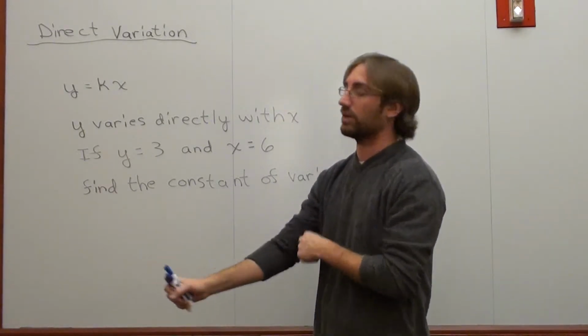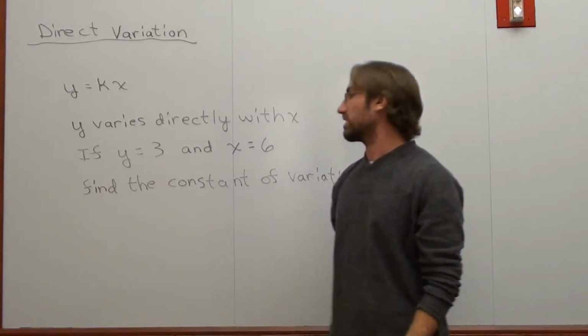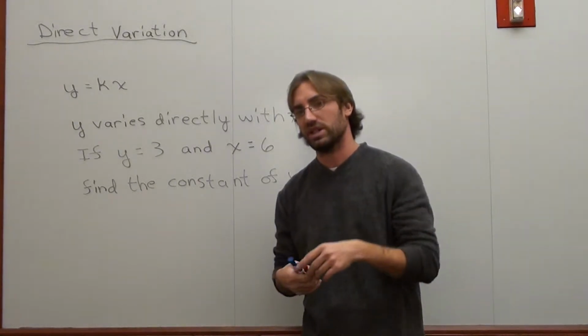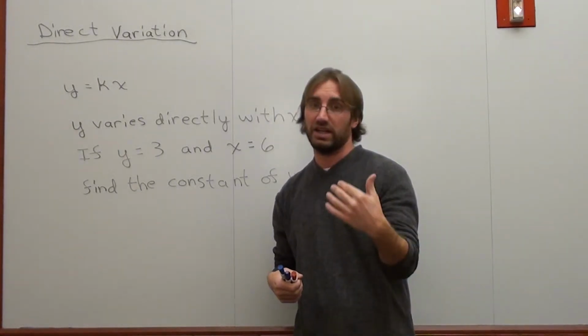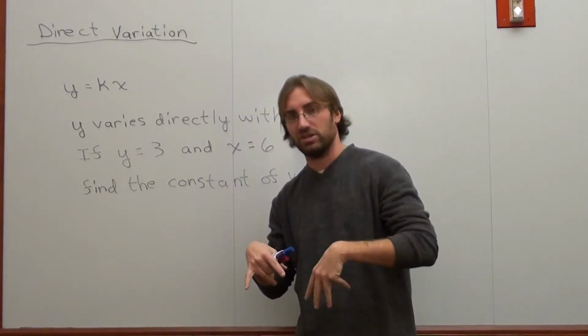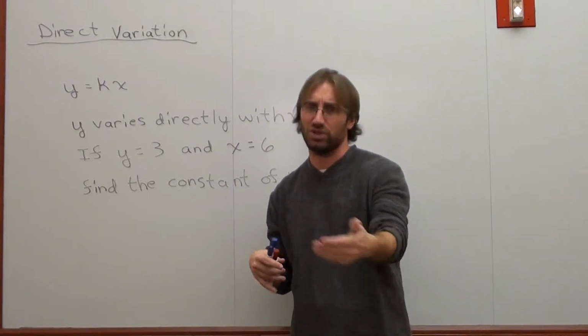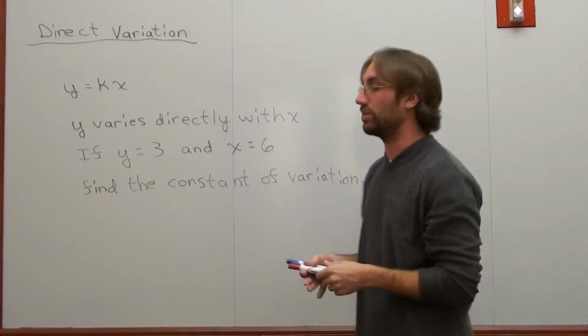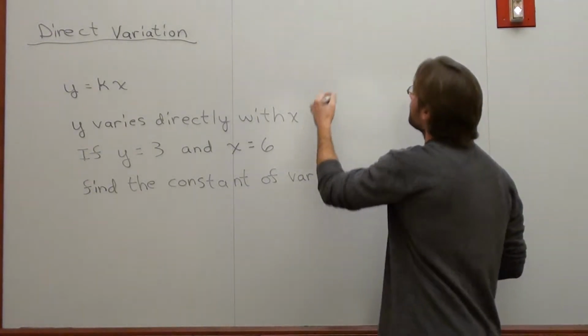So anyways, I have this problem here. If y equals 3 and x equals 6, find the constant of variation. But we're going to go a step further. Besides figuring out the constant of variation, we're going to talk about putting it back into the equation, because that's probably the second part of what your teacher would want you to do anyways, if you were doing it. So here we go.